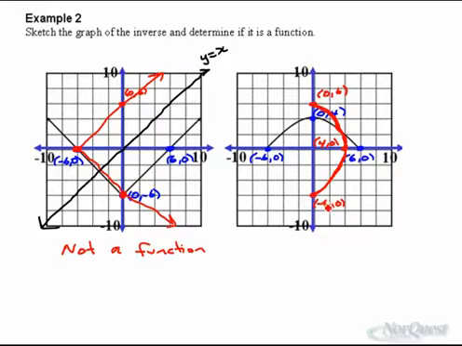Now that I look at that, that's backwards. And fix that point. Now, is this a function? No, again, this wouldn't pass the vertical line test, so this is a case where it's not a function as well.